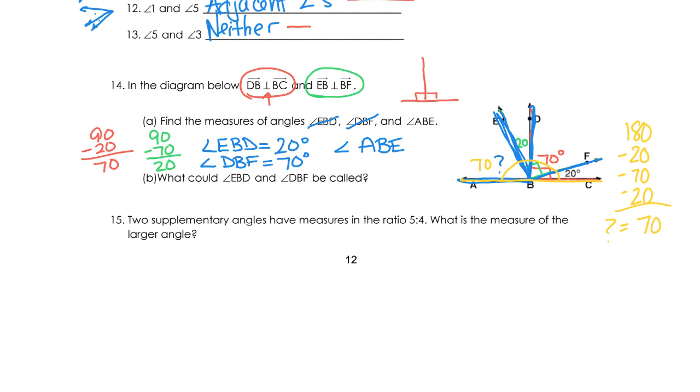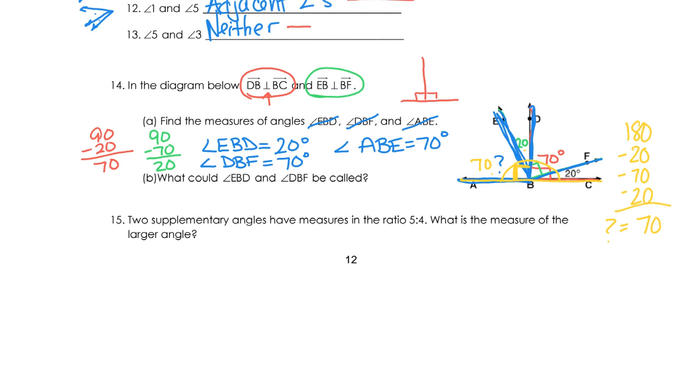Another way to do it is that this has to be a 90-degree angle as well. And if part of it is that 20, the other part has to be that 70. And so now we found angle ABE as 70. Okay, done with part A.